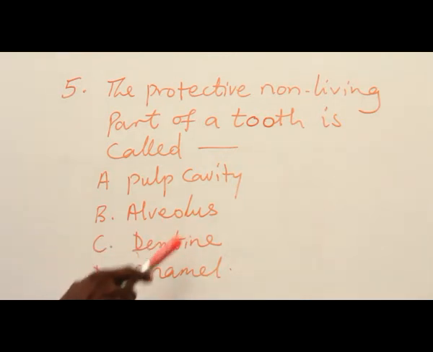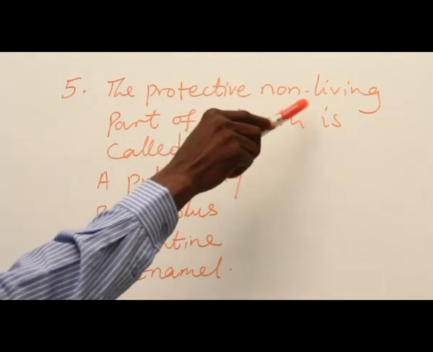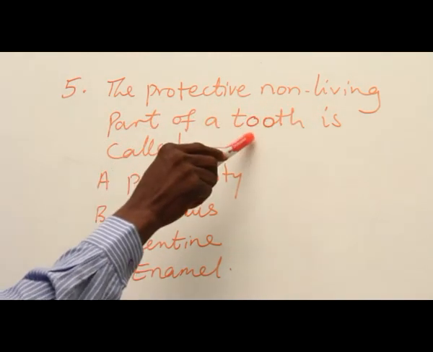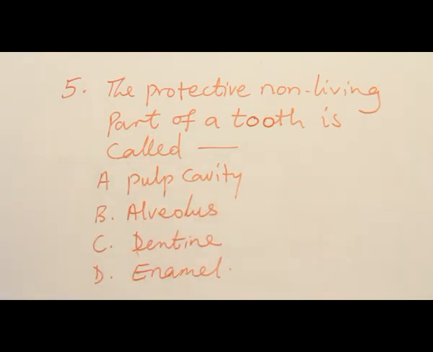Alveolus could be right, but it is not the protective non-living part of a tooth. That is, there has to be a part that protects the whole tooth, which is the enamel. So the answer to example 5 is option D, enamel.